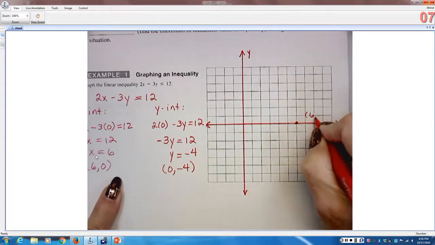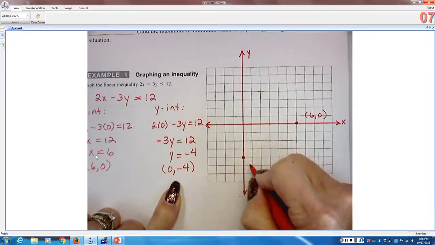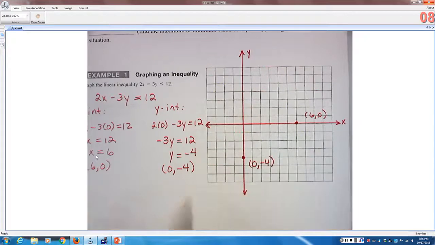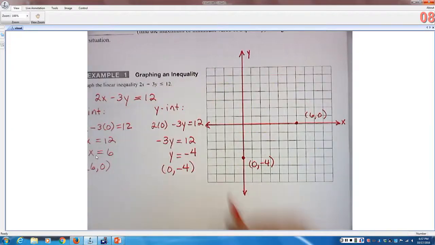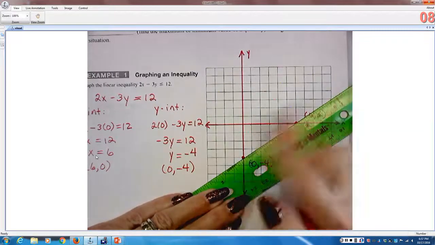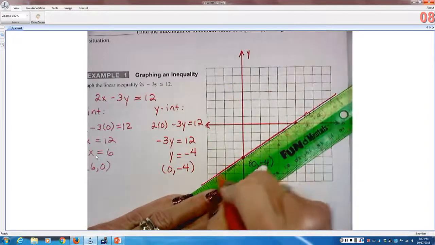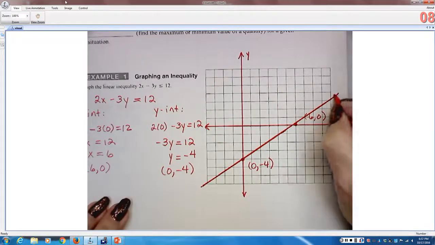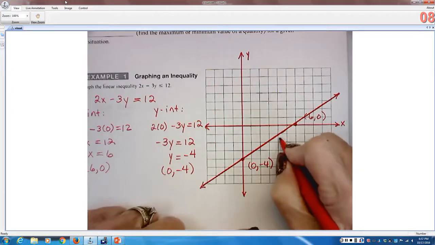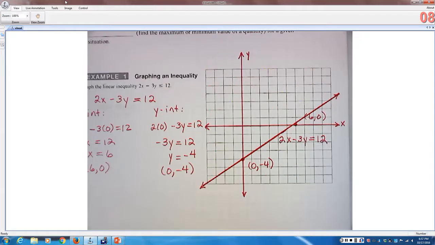So there's (6, 0). And (0, -4): 1, 2, 3, 4. And then because this inequality is equal to or less than, any line that I draw will contain solutions to the inequality. So the line is actually going to be part of the solution. So that's the name of the line.